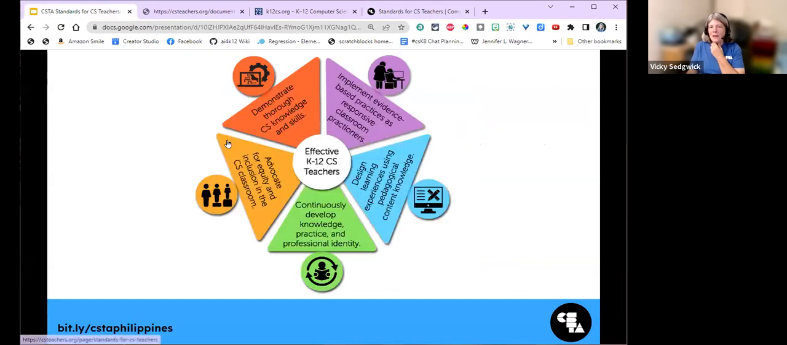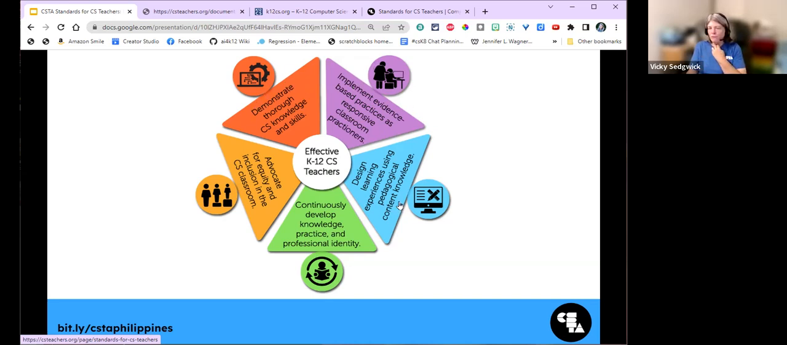But what about the teacher standards? So we know what kids should be able to know and do. But we want to know, what should computer science teachers be doing in their classes? And that's why we came up with the teacher standards. And they actually existed before these came out. They've existed since 2011. But we're going to get a little bit into that history here.